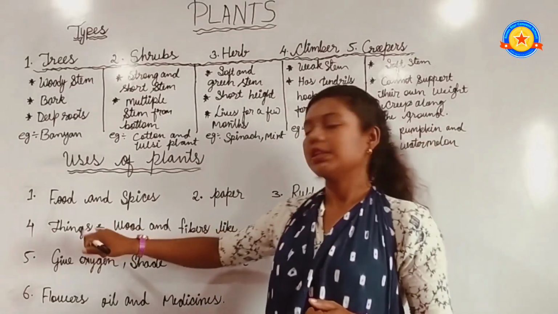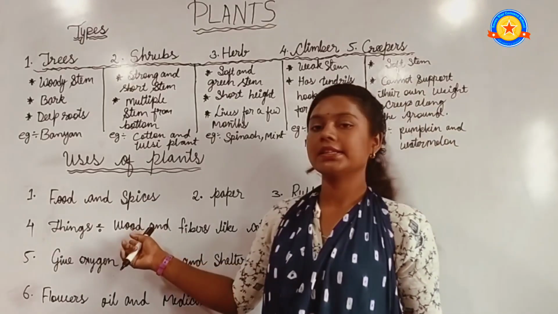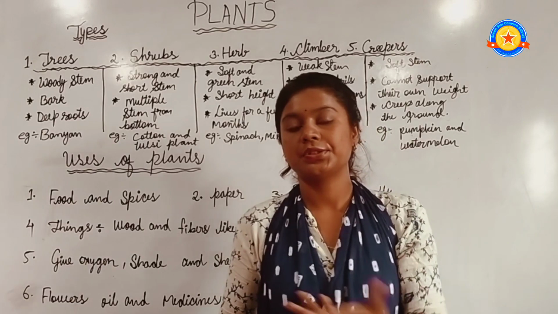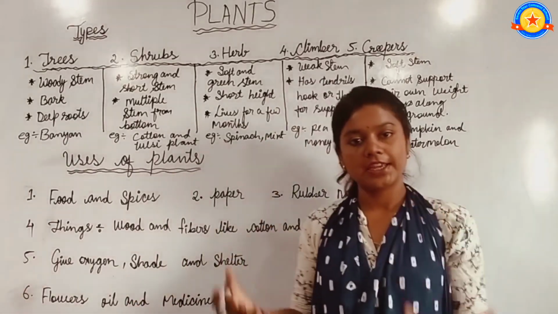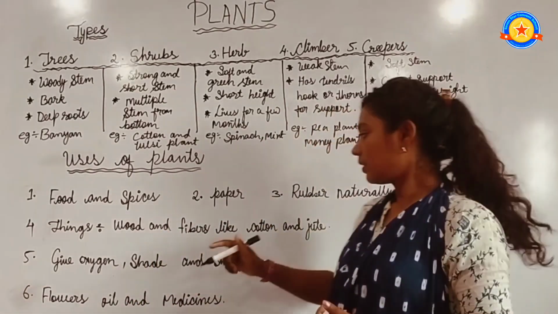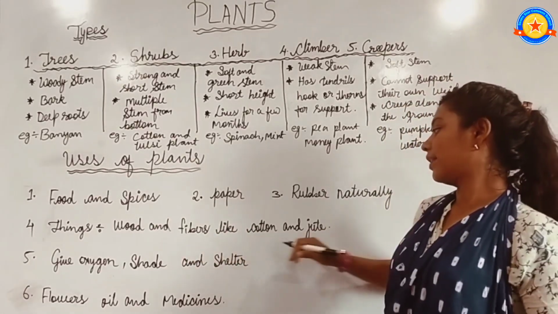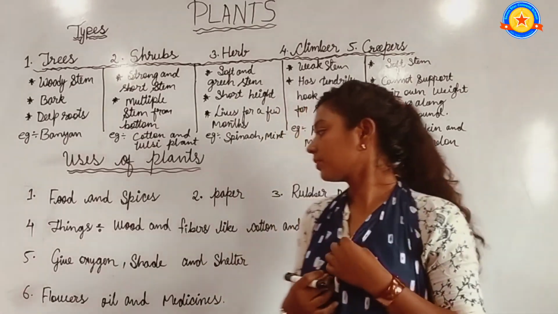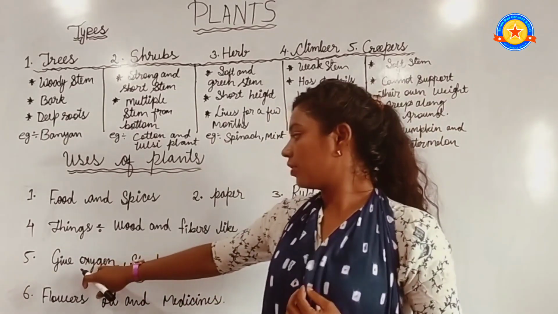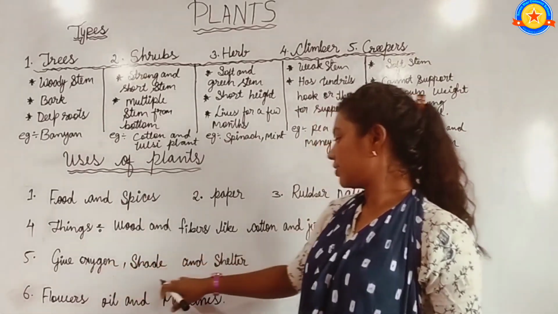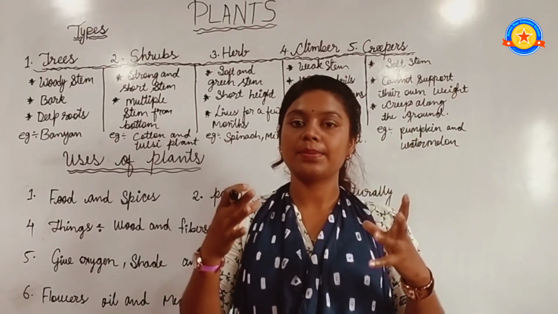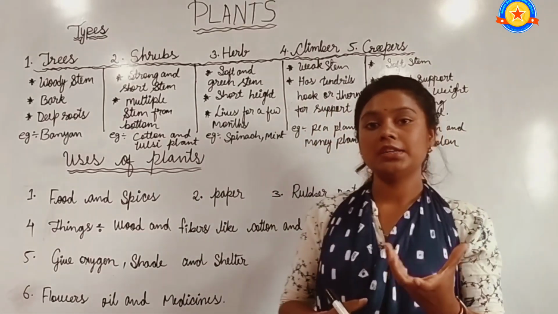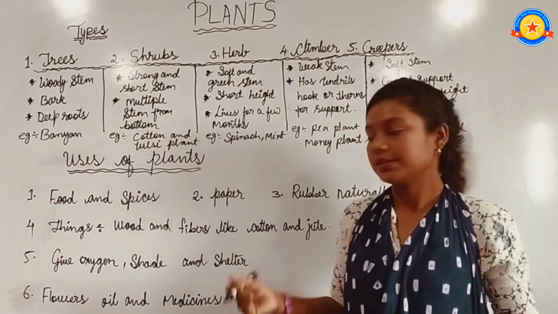Next, the fourth one is the things which we get. What are the things we get? Wood. Yes, of course we get wood to make furniture, tables and chairs. Next, we get fibers like cotton and jute. Next, the fifth one: it gives oxygen, shade and shelter. Yes, the trees give us oxygen, shade and shelter. Shelter to whom? To animals and birds.